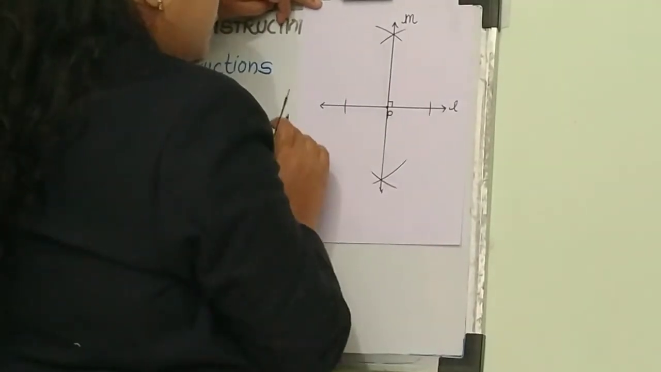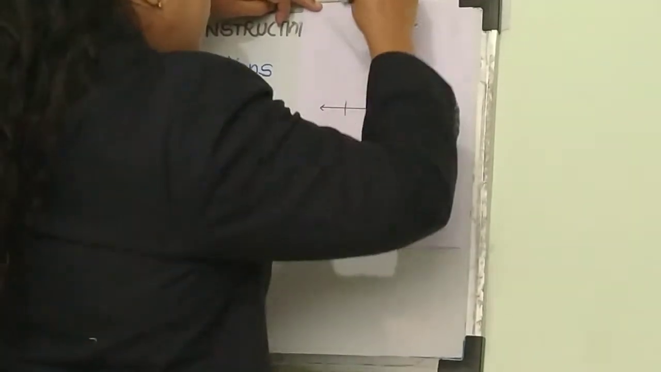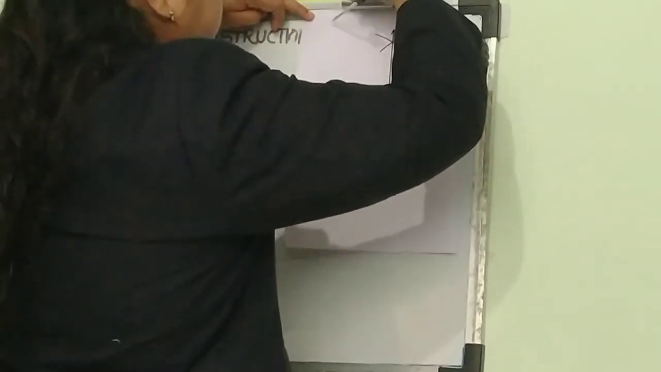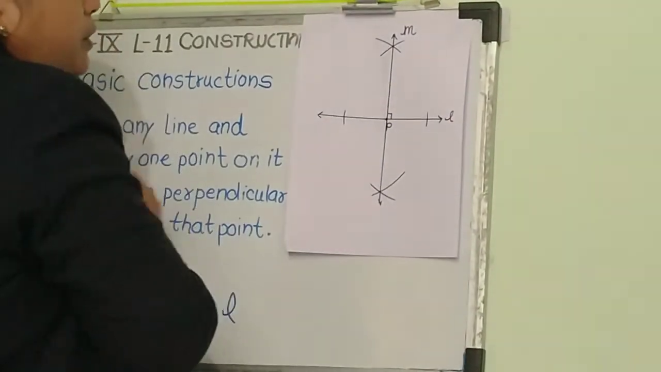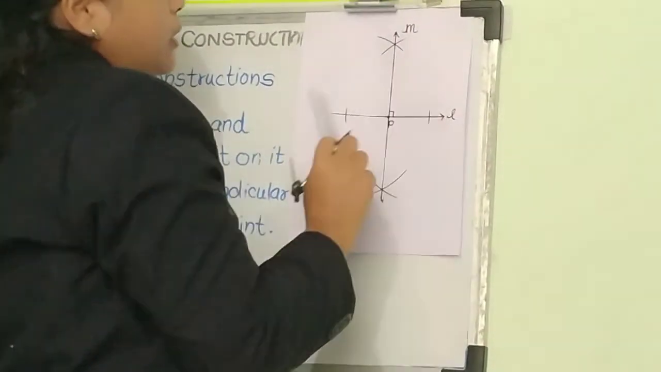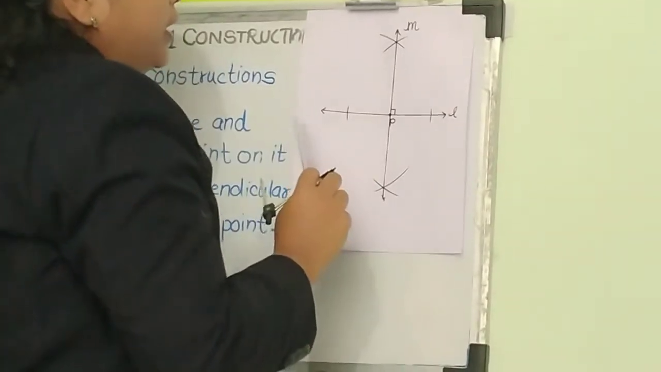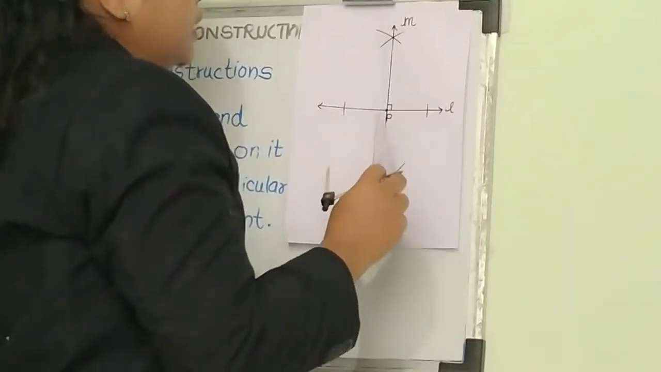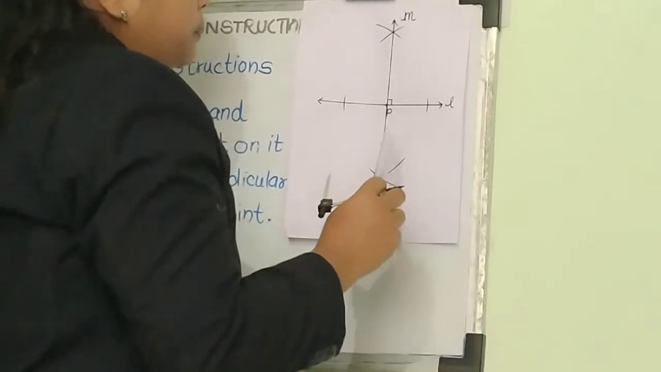So it is the first basic construction we already learned. You are going to now try to draw it at home. I am waiting for you to see how you draw. I am going to tell you the steps and you are going to perform them.